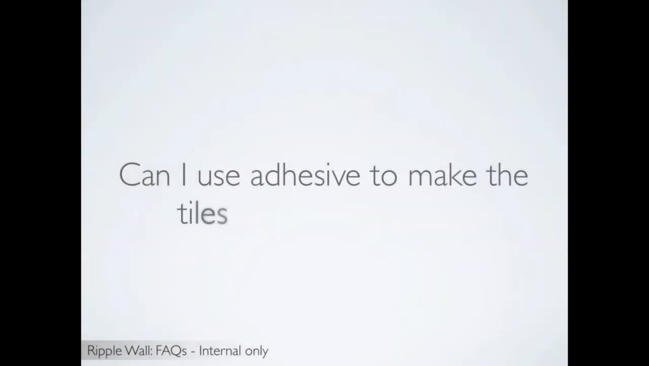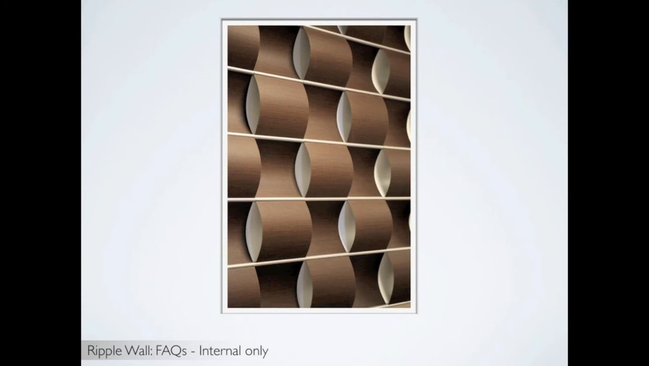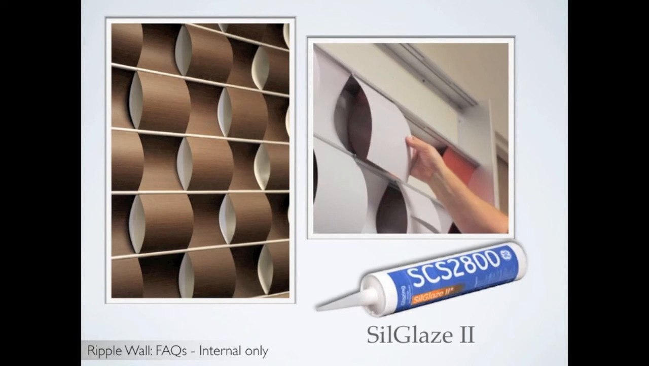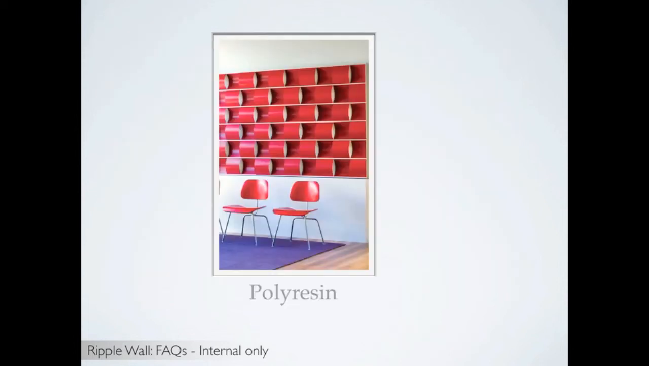Can I use adhesive to make the tiles more permanent? In some cases, customers may want to make the tiles more permanent, to prevent theft, for example. However, they may still need the ability to remove tiles. For instance, they may need to access lighting behind the tiles. In these cases, the best adhesive to use is Sil Glaze 2, which can be purchased from 3form. This adhesive will work as it should with all of our materials except for polyresin.